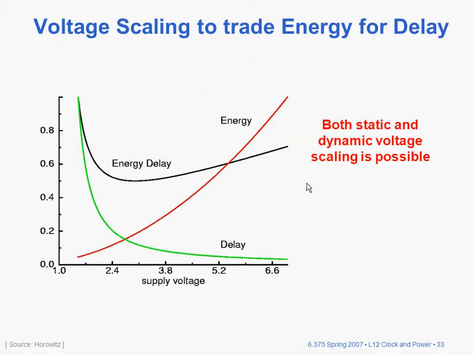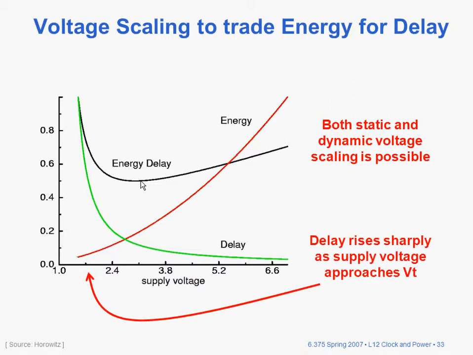Here's a little picture, a trade-off between delay and power. In this particular case it's like an energy delay product. Here's the delay, for example, which as the power supply voltage goes way down, approaching the threshold voltage, goes way up, and if the power supply voltage goes up, well, the energy required by the chip goes up. So basically there'd be a sweet spot there where you try to find a reasonable energy delay product.